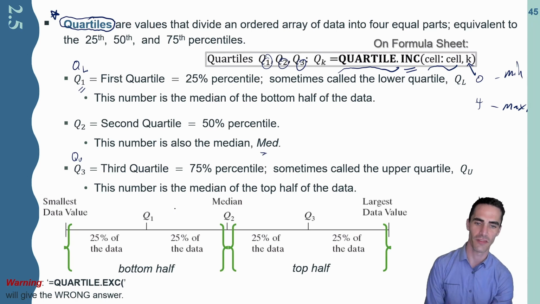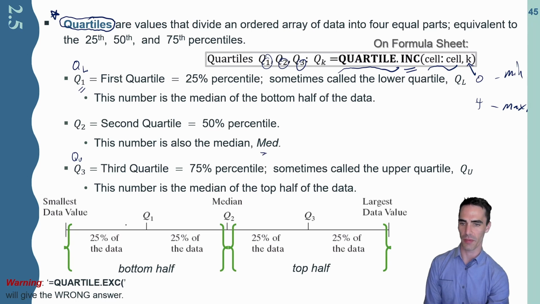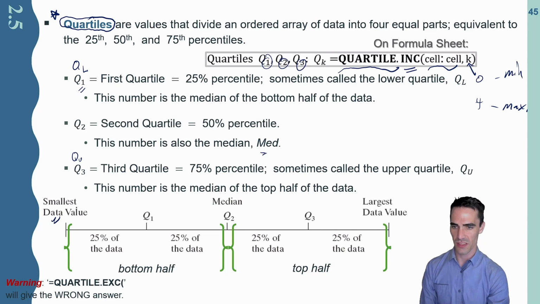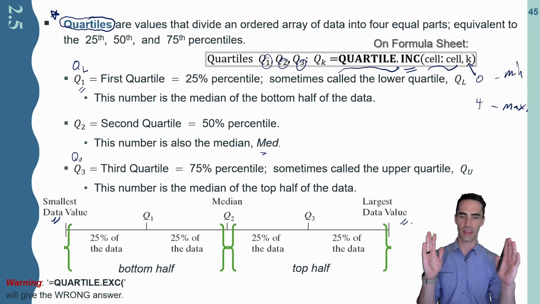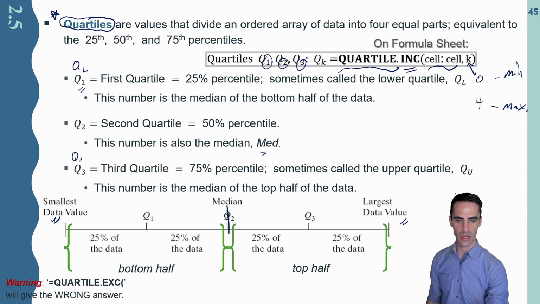Here's the benefit of these quartiles. You see my little graph, my picture here? This represents my smallest data value, and on the right, my largest data value. So you can imagine this is all of my data that we're speaking of. We already know what the median does. The median splits our data in half very nicely. This is the median, a nice halfway point.